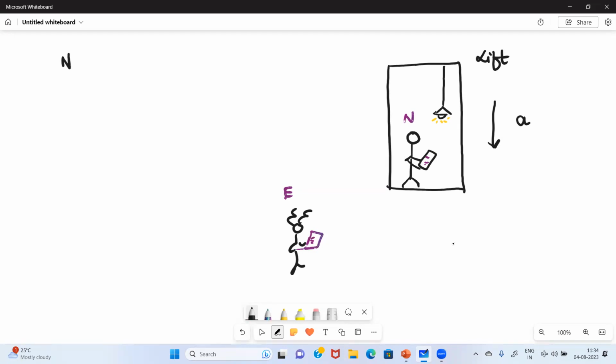For example, both of you are sitting in a bus which is moving. According to you, is he moving? No, right? He's at rest with you, correct or not? Similarly, Mr. N is standing inside the lift and the bulb is there. According to Mr. N, is the bulb moving or not moving? Not moving.